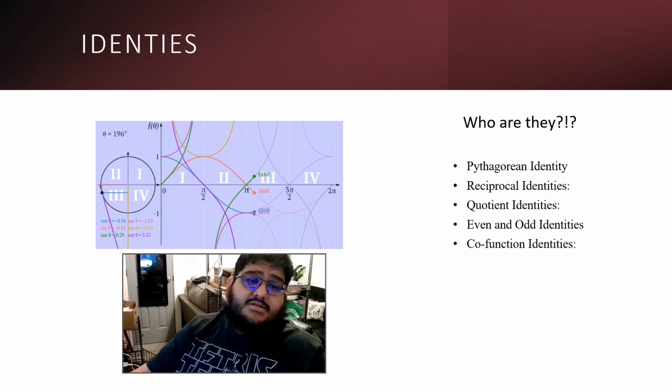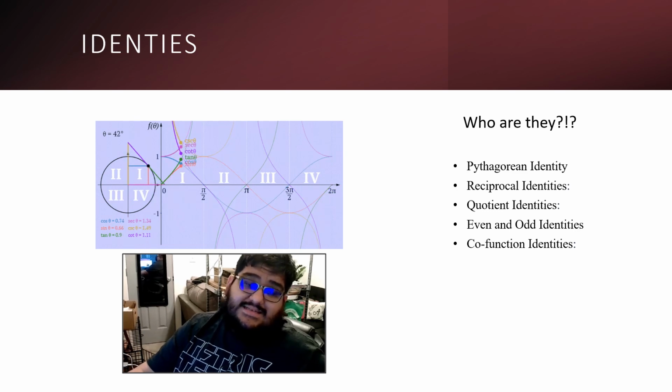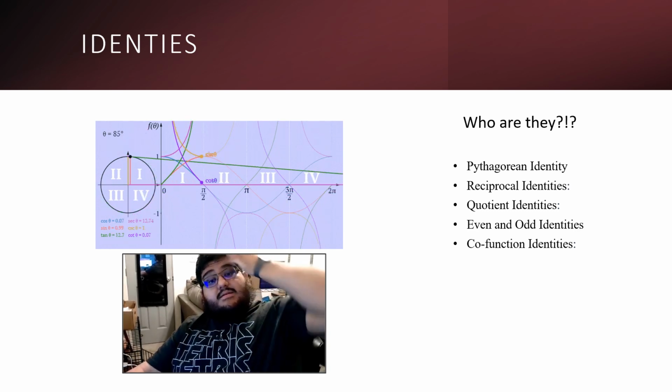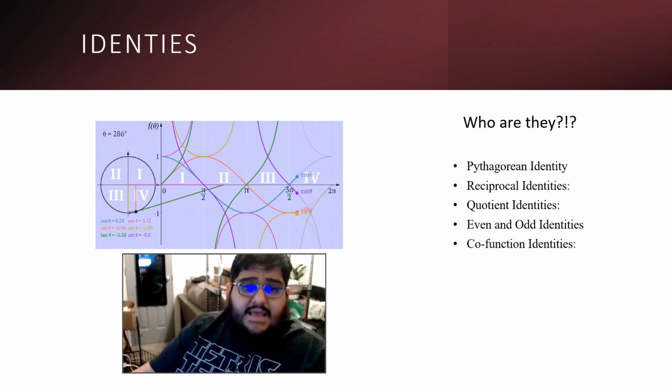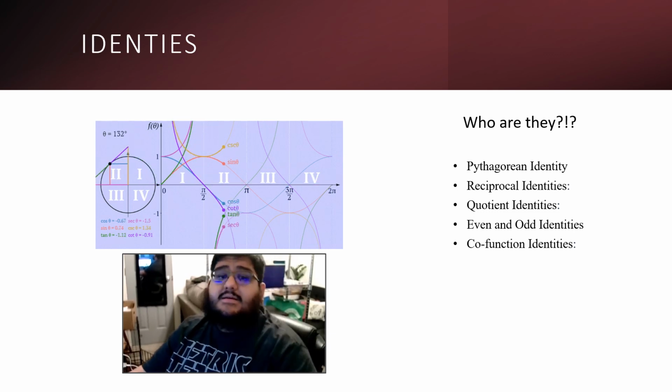And then there's cotangent theta, it's equal to tangent of 90 degrees minus theta. And then we have secant theta, which is equal to cosecant of 90 degrees minus theta. And then we have cosecant theta, which is equal to secant of 90 degrees minus theta.